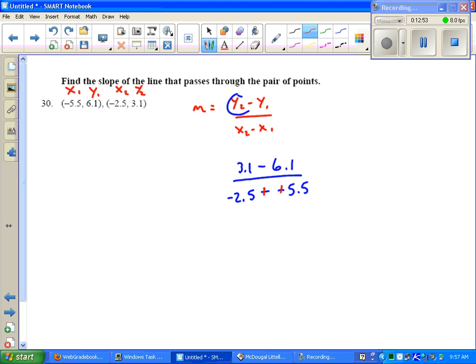So 3.1 minus 6.1 is going to be -3, over -2.5 plus 5.5, which is going to be 3. So -3 divided by 3, a negative divided by a positive, is -1, which would be over 1, not necessary to write it. Your slope in this case is -1.